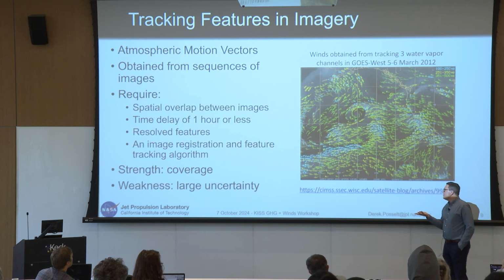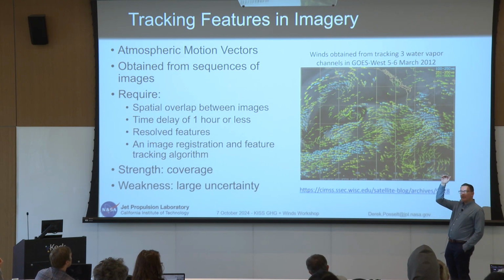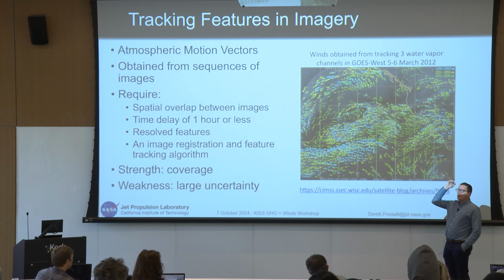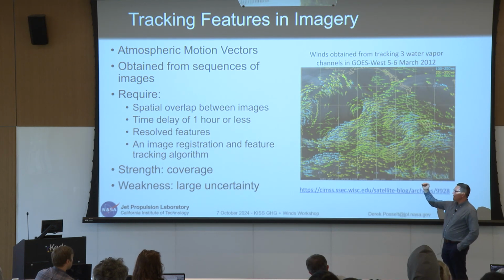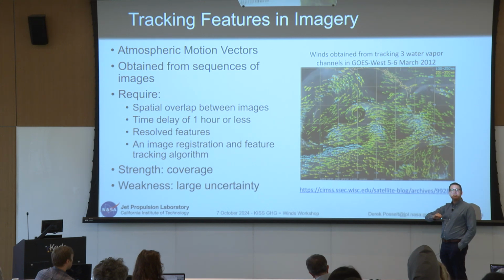So geostationary satellites measure upwelling infrared and visible radiation. Different wavelengths in the infrared will peak at, the emission levels will peak at different heights in the atmosphere.